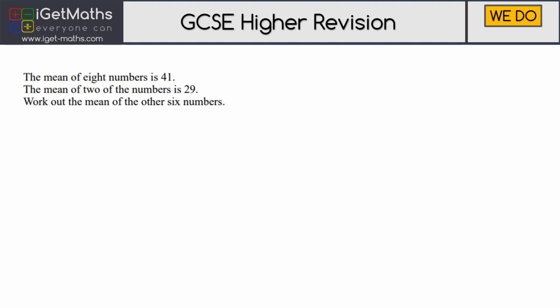Okay, the mean of 8 numbers is 41. The mean of 2 of the numbers is 29. Work out the mean of the other 6 numbers. So we're going to work backwards. So when we do the mean, remember you add all your values of data together and divide by how many you have. But we're going to go the other way around.